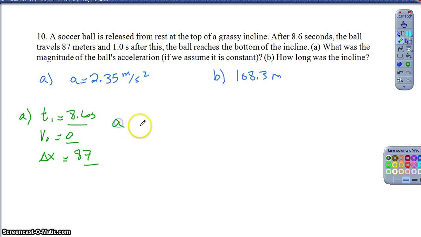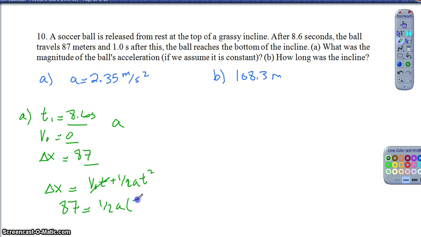And so to find the magnitude of the acceleration, again, I have 1, 2, 3 pieces of information. So if I want to find the acceleration, I just use any of my kinematics equations that can help me out. So in this case, if I use the delta x equation, delta x equals v sub 0 t plus 1/2 a t squared. The initial velocity is 0, so that cancels out. My displacement was 87 meters. I'm looking for my acceleration, but I know that time was 8.6 squared.